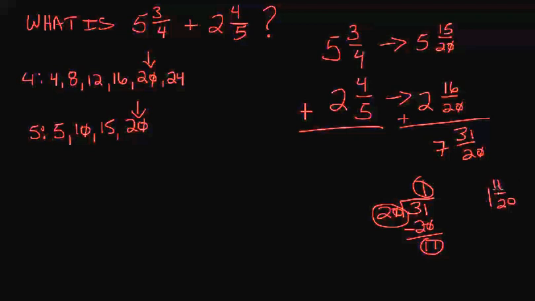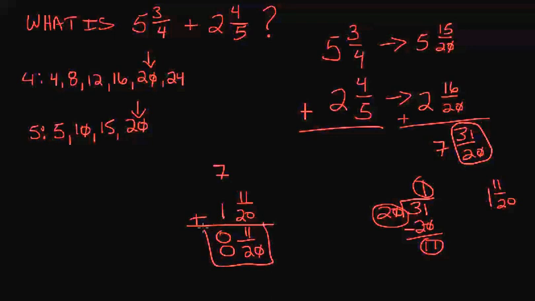So 31/20 became 1 and 11/20, but we're not done just yet, because remember, the only thing we did was change this. We haven't taken into account this 7 yet. So the last step is fairly simple, because now all I have to do is take this whole number 7 and add it to the whole number 1. So when I add 7 plus 1 and 11/20, I get 8 and 11/20. And that is my answer.